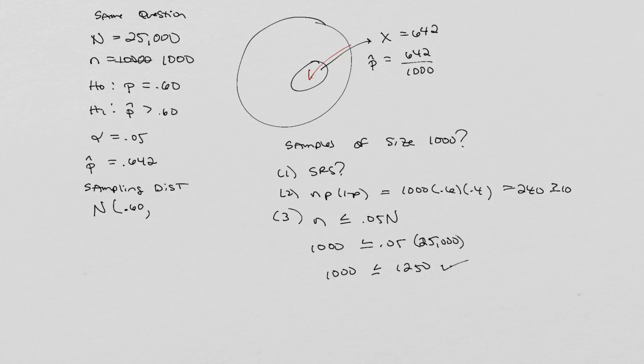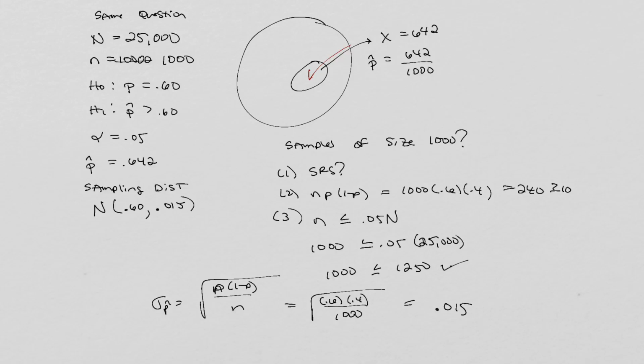And the standard deviation, well, let's do that over here real quick. That's the square root of p times 1 minus p over n. So that's the square root of 0.6 times 0.4 over 1,000. And that simplifies and reduces to 0.015. So there is the standard deviation. All right, so using this information, let's carry out my hypothesis test.